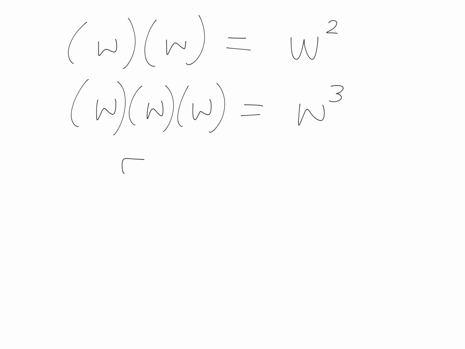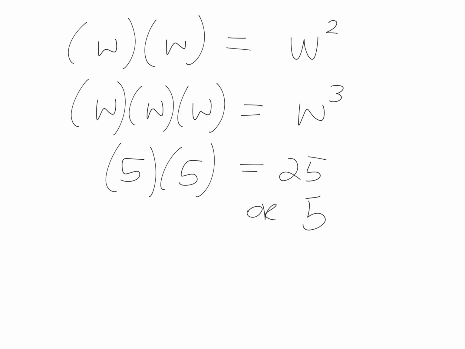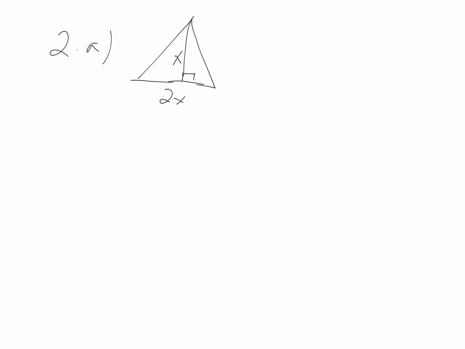Good. What is 5 times 5? 25. Or you could write it as 5 to the power of 2. What's 5 times 5? 25. Okay. What's X times X? X to the power of? Good. So we're doing the exact same thing we just did.